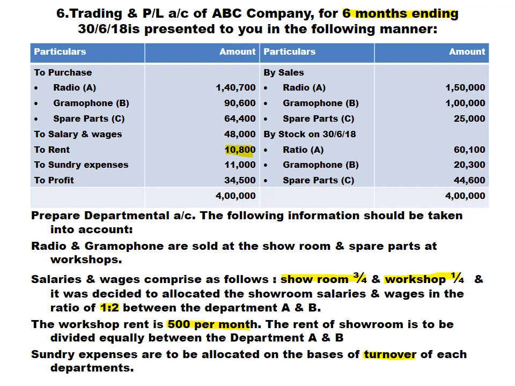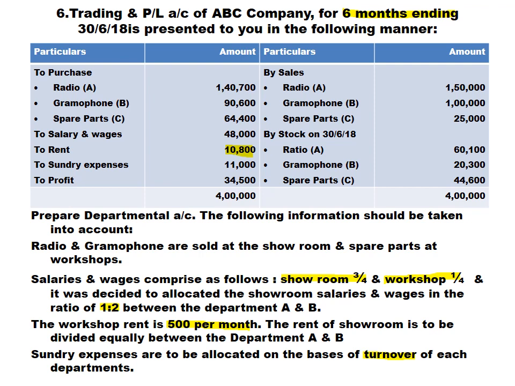So this problem is for 6 months ending. Calculate the rent: 500 into 6 months, you get 3,000. The rent of the entire department is 10,800. So 10,800 minus 3,000 is remaining to be distributed equally to A and B. Sundry expenses are to be allocated on the basis of turnover of each department. Turnover means sales.